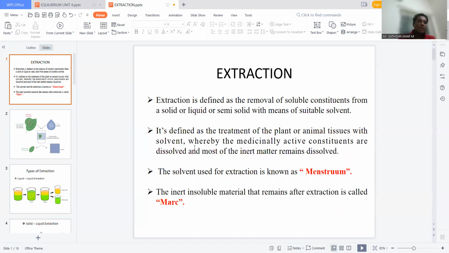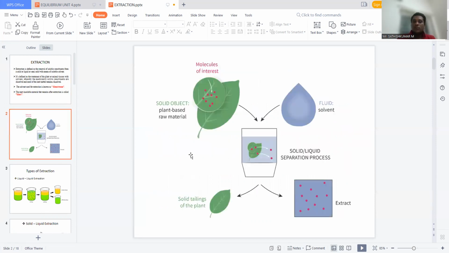This picture shows simply the distillation process. Sorry, the extraction process. The solids having main particles.